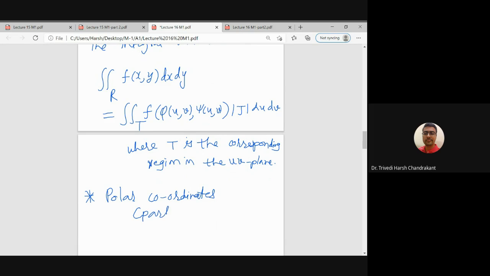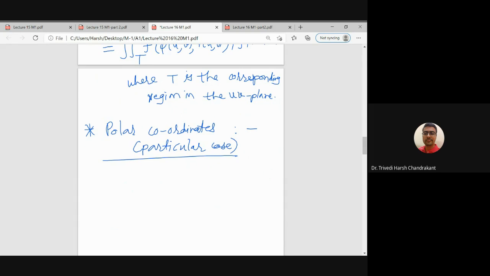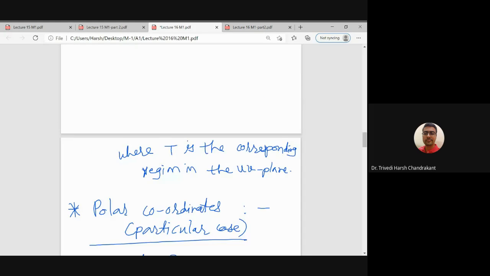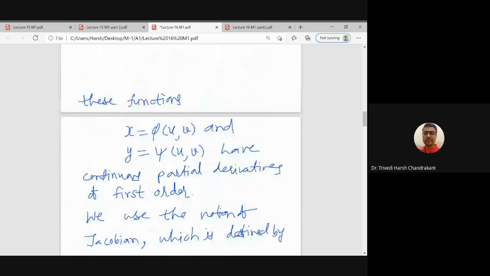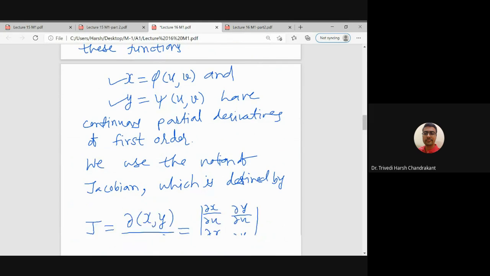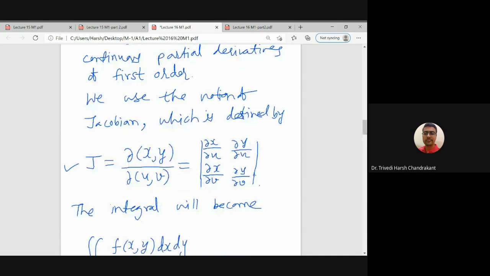This is a particular case of change of variables. So we know that whenever we use the polar coordinates, x equals r cos theta, y equals r sin theta. So what we'll do first is we know these functions, right? This is x = r cos theta, y = r sin theta. So the next thing is finding the Jacobian.